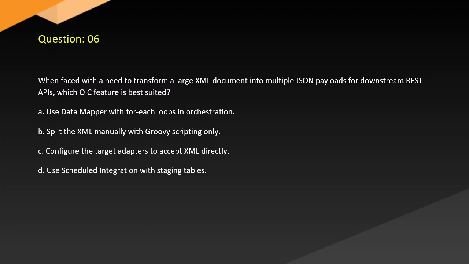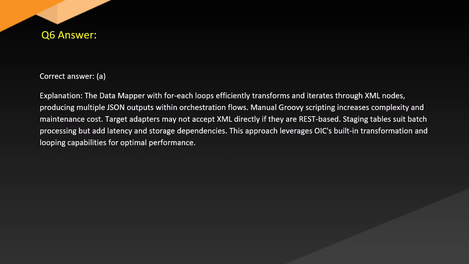A. Use data mapper with for-each loops in orchestration. B. Split the XML manually with Groovy scripting only. C. Configure the target adapters to accept XML directly. D. Use scheduled integration with staging tables. Answer. Correct answer: A. Explanation.